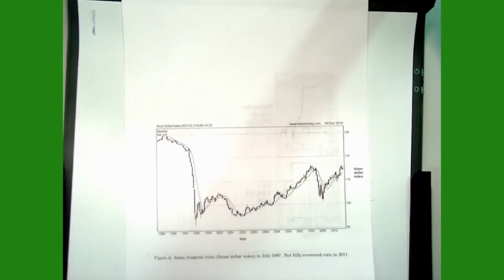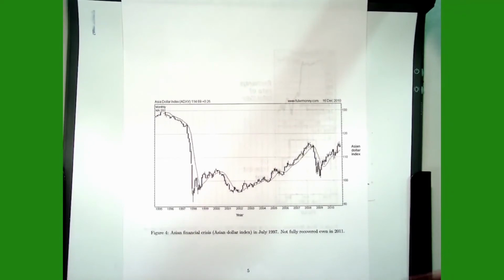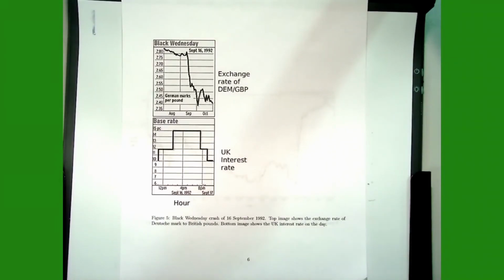Right. The next one is the Asian financial crisis of July '97. You can see there's a steep decline on the Asian dollar index in July '97, and thereafter it has started to increase gradually. Okay, and the next one and the final one is this one here. This is the Black Wednesday crash of 1992.